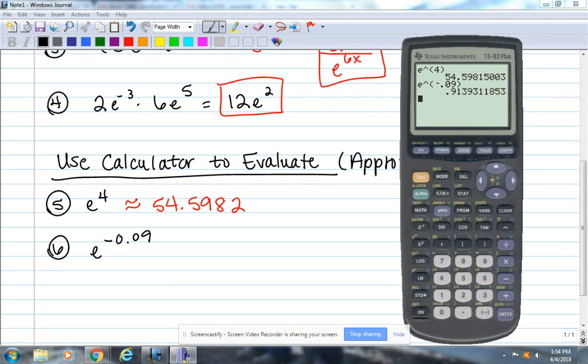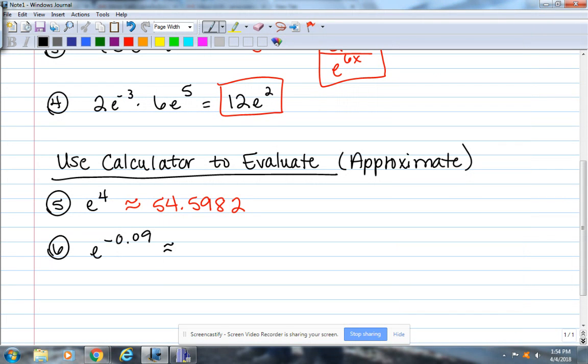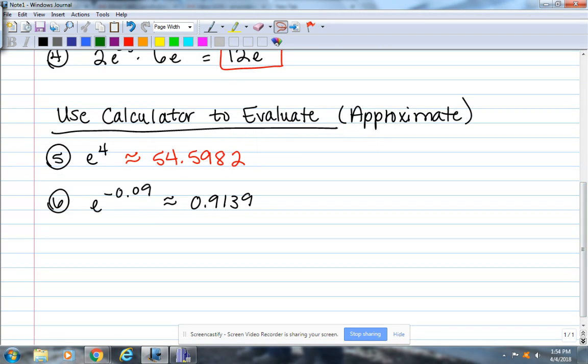Okay, so put a squiggle equals for approximately 0.9139. I meant to write mine in red, so I'm going to change it. No, not that, just the answer. Not letting me do it. Well, darn. Be all right.